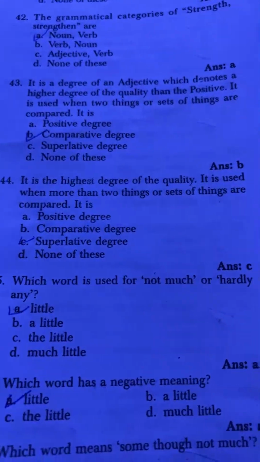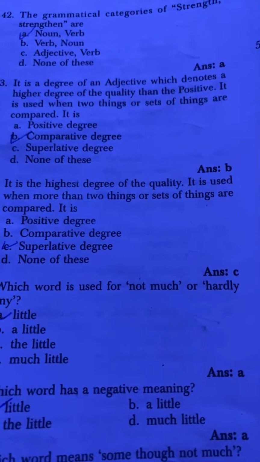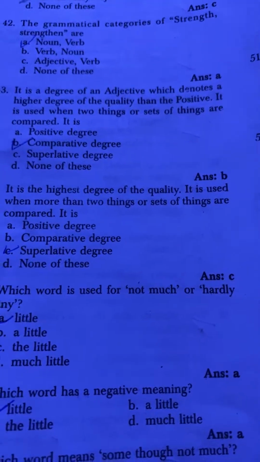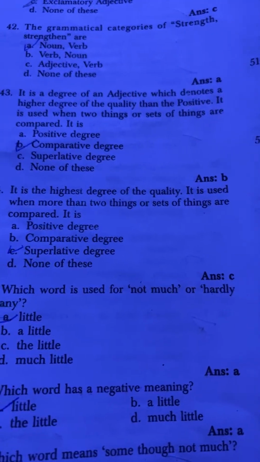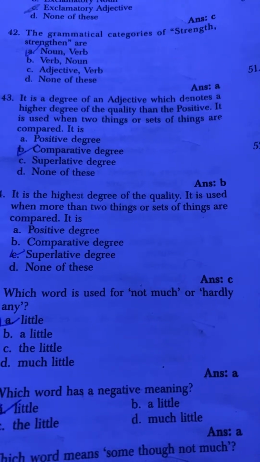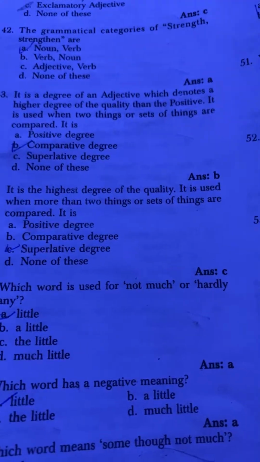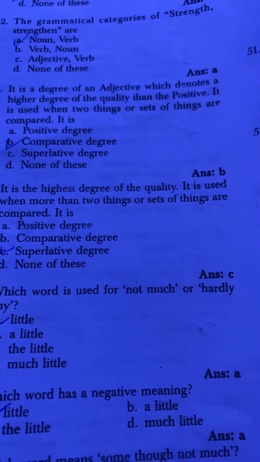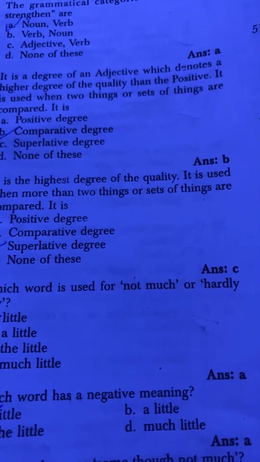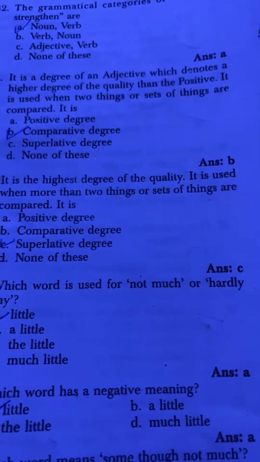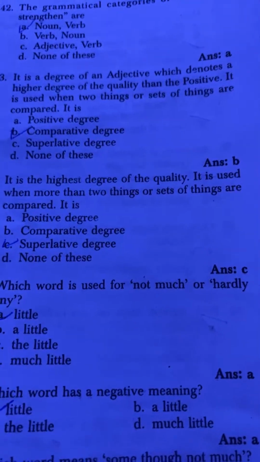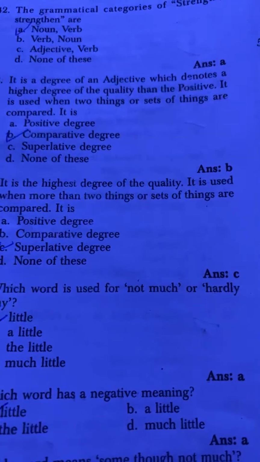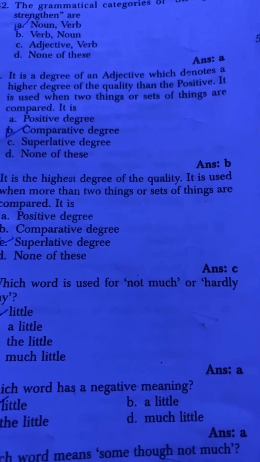Now, it is the highest degree. So what is highest degree? That is your superlative. It is the highest degree of the quality. It is used when more than two things or sets of things are compared. So superlative. If I say she is the tallest girl in the class, so the tallest, what is it? Superlative degree. And superlative degrees, we have to put the article the before it.